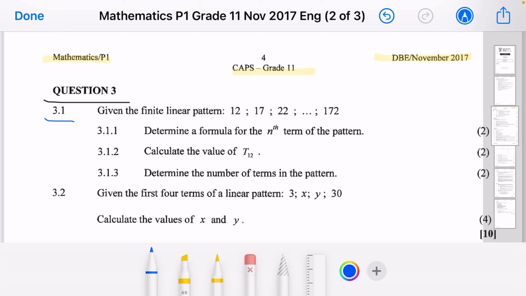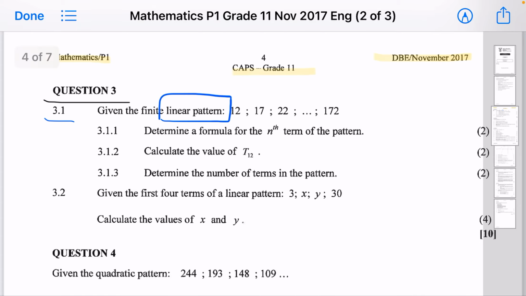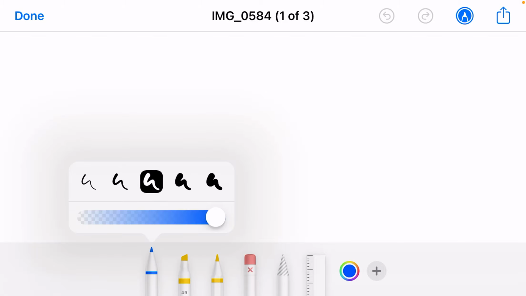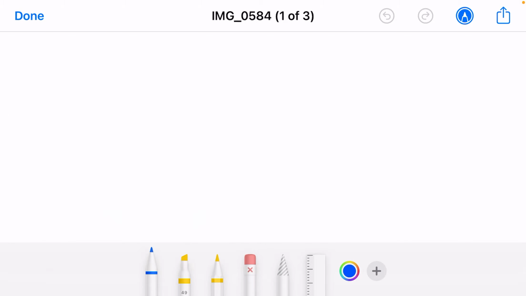What does it mean, ladies and gentlemen? You need to know all the properties in relation to that type of pattern. Obviously we know the formula. What is the formula, guys? Let me find somewhere to write. Okay, I hope this is not too thick.